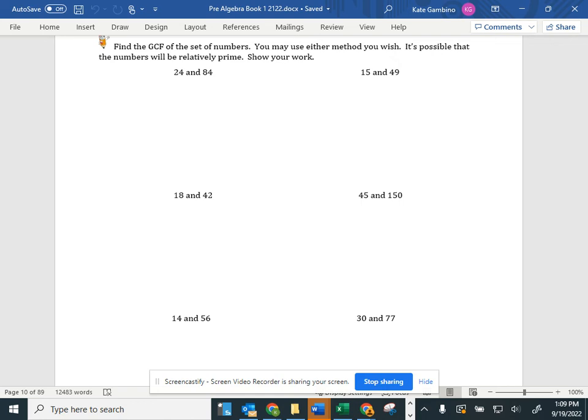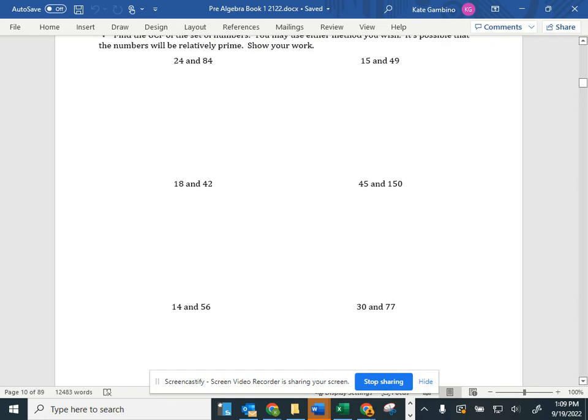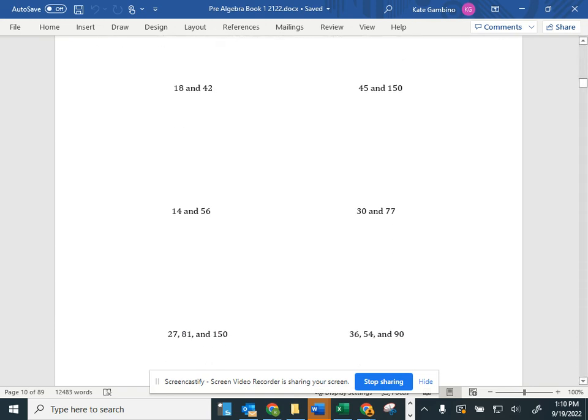For whichever method you do, if you do the listing or if you do the factorization trees, you have to show your work. You can't just say, okay, I did the math in my head and I'm just going to write down the answer. I do not want to see just an answer. I want to see you doing the work. Right here where we have the space, do your work where there's space to do it. Circle your answer, because you're going to have a lot of numbers. Circle the answer of what the greatest common factor is.